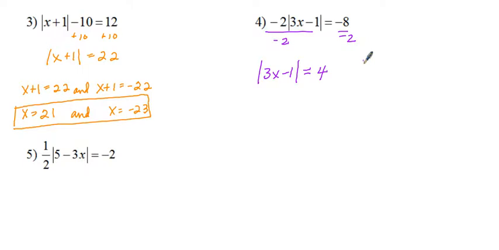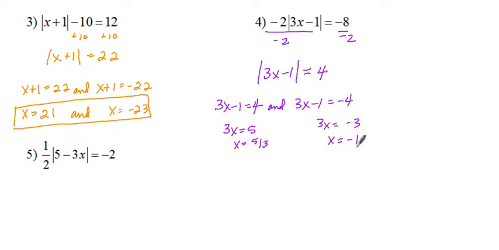Now, to break them out of that jail, we do our setup of our two equations. 3x minus 1 equals a positive 4. 3x minus 1 equals the negative 4. Both of these are our equations, so we solve each. 3x equals 5, x equals 5/3. 3x equals negative 3, x equals negative 1. Those are our two solutions to that absolute value equation.